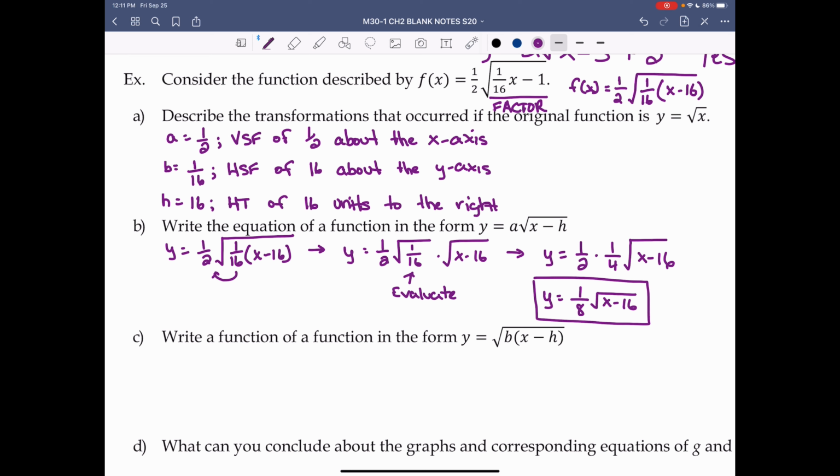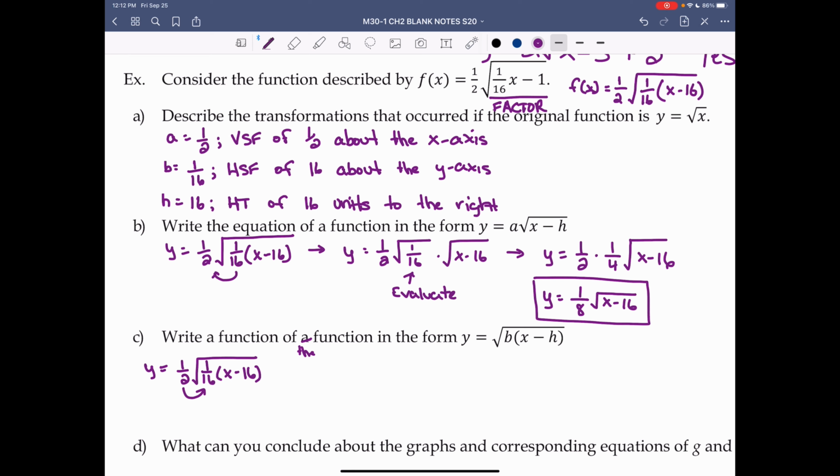Part C, write the function in the form y equals square root of b x minus h. This time we want to have no a value, so the a value that was there in the original, we want to move it underneath. Starting with the original, 1/2 square root 1/16 x minus 16. We want to take this part and move it underneath.